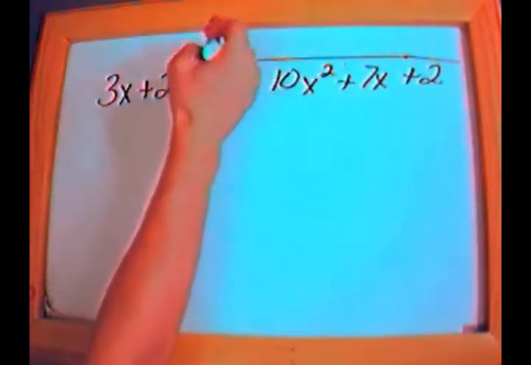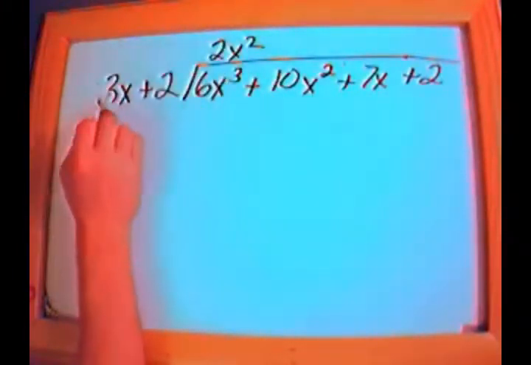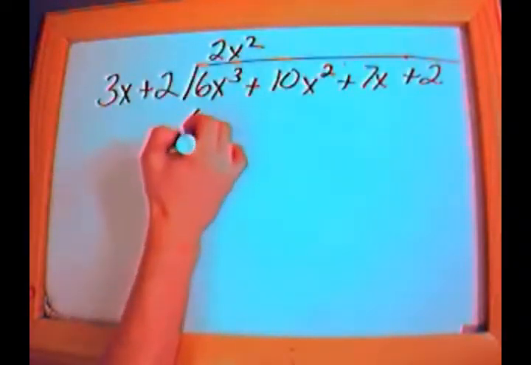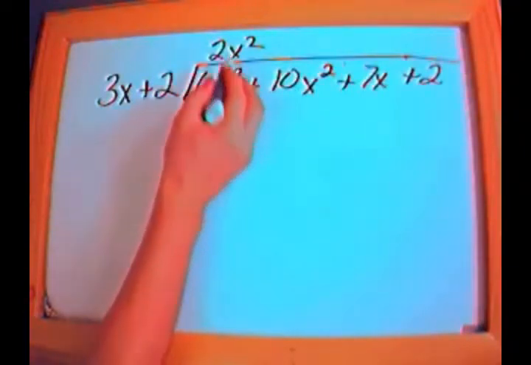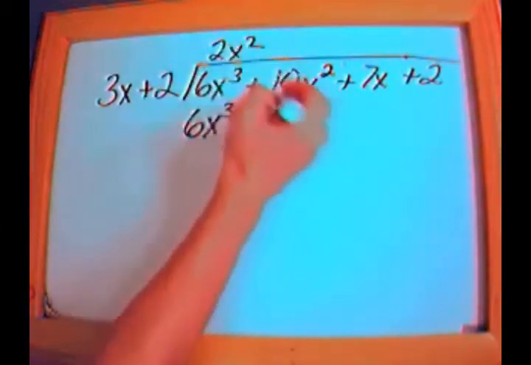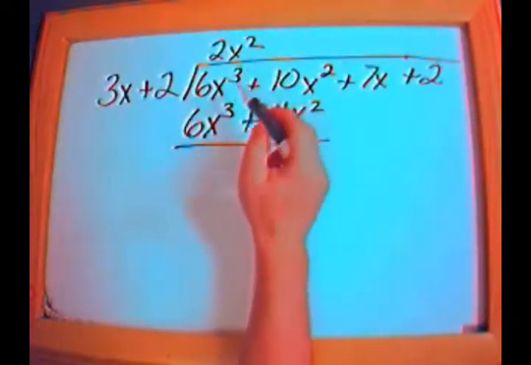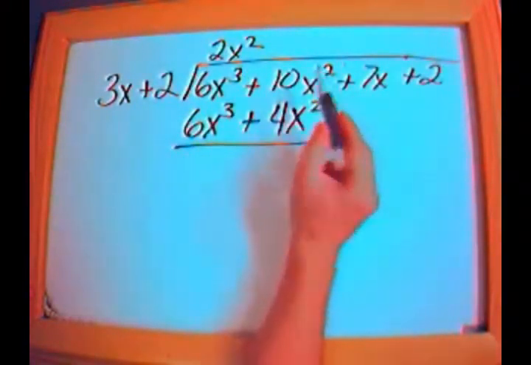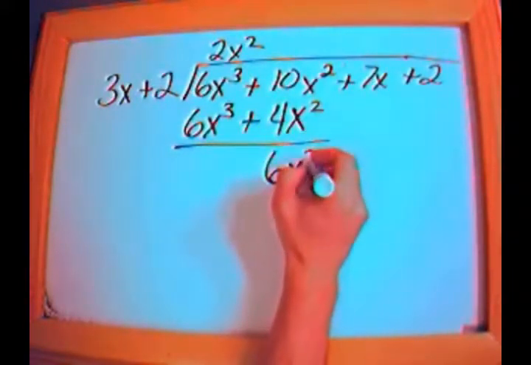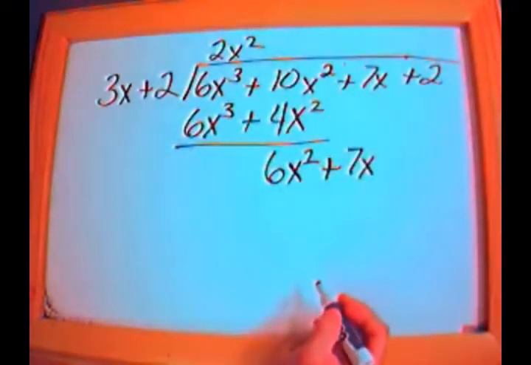3x goes into 6x cubed. Well, it goes 2x squared times, because 2x squared times 3x, 2 times 3 is 6, x squared times x gives me x cubed, so I'm going to go ahead and do this multiplication. It's going to give me 6x cubed, and then 2x squared times 2 gives me 4x squared, which comes along for the ride, and then I draw a line. Then I subtract. 6x cubed minus 6x cubed gives me 0. 10x squared minus 4x squared simply gives me 6x squared. And then I just carry down my next term, 7x.